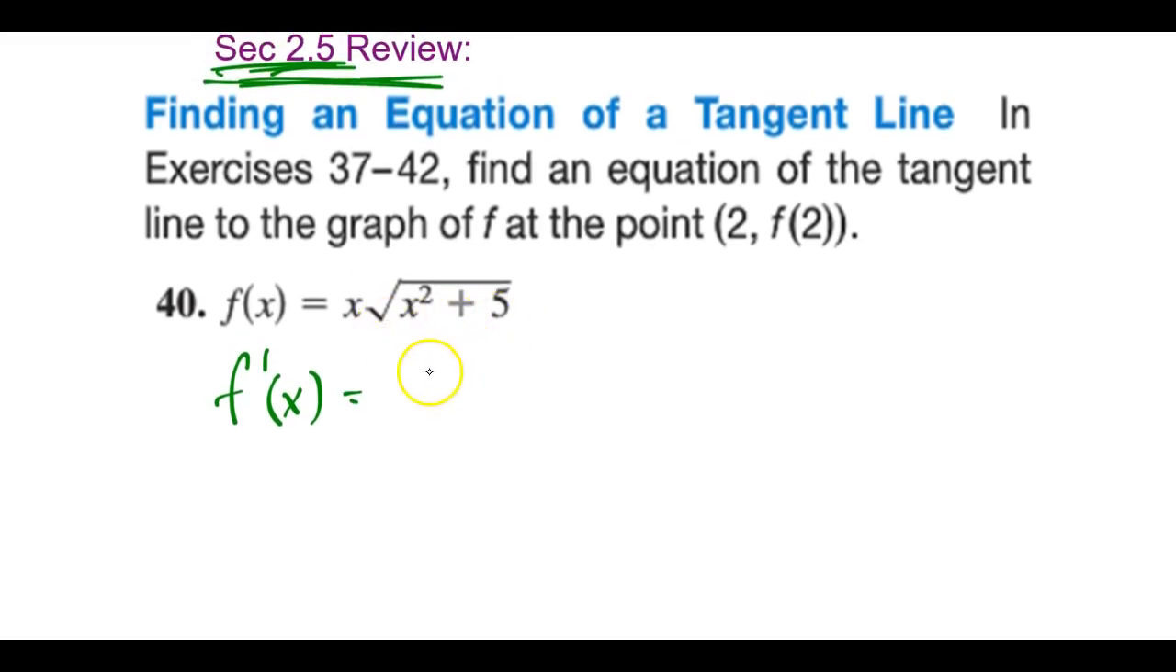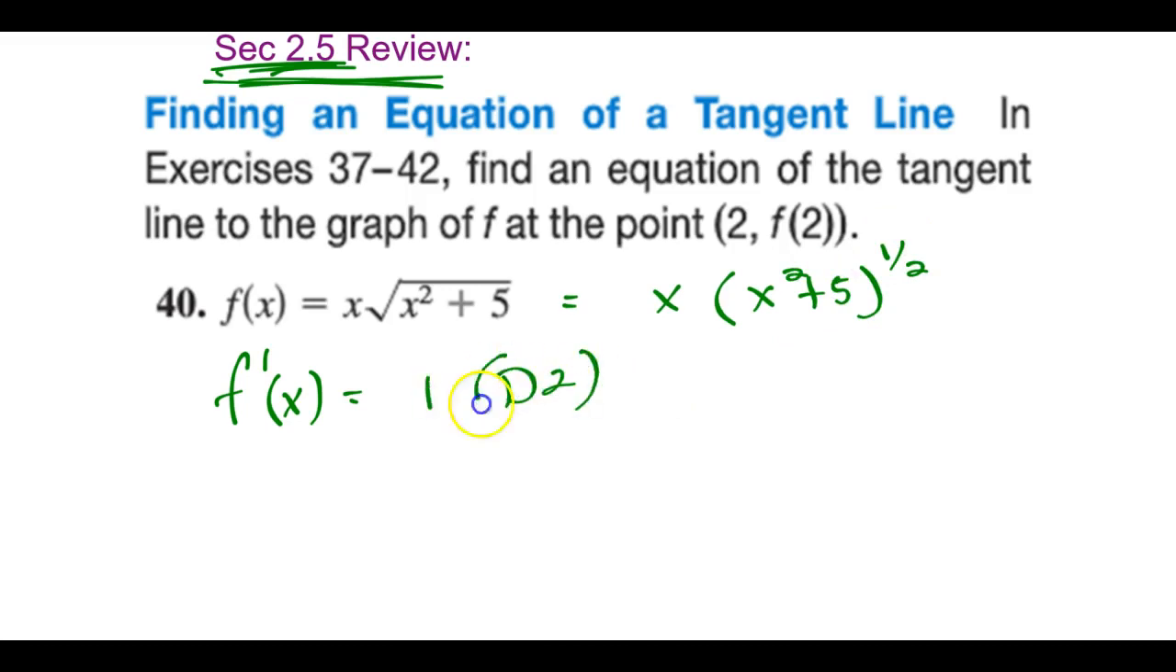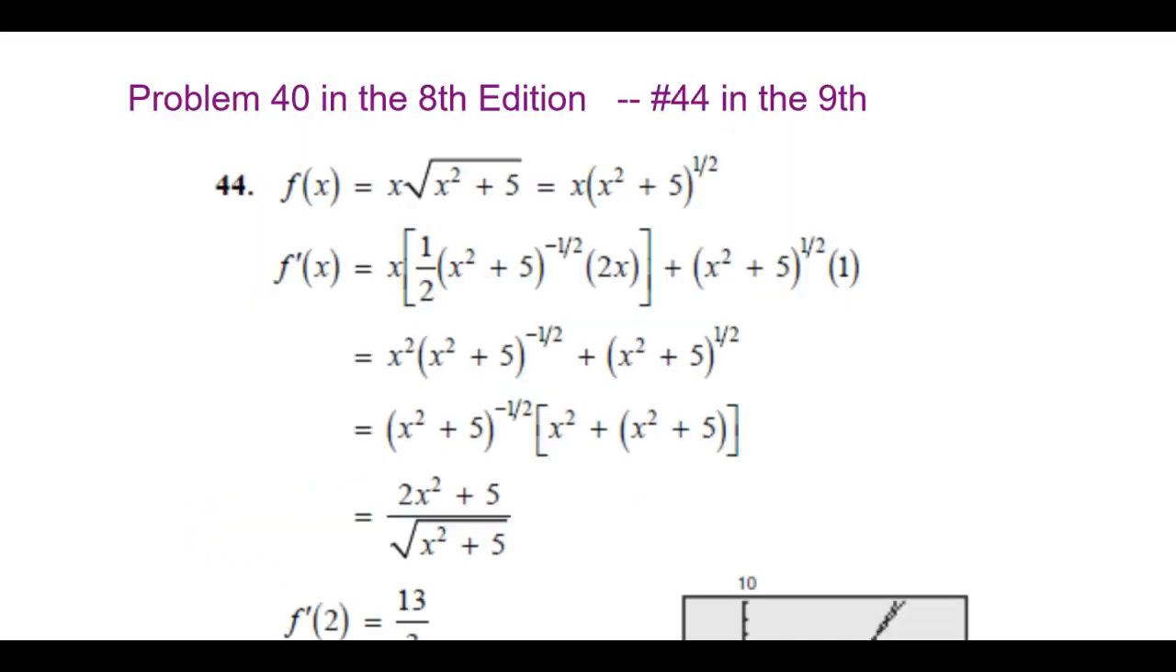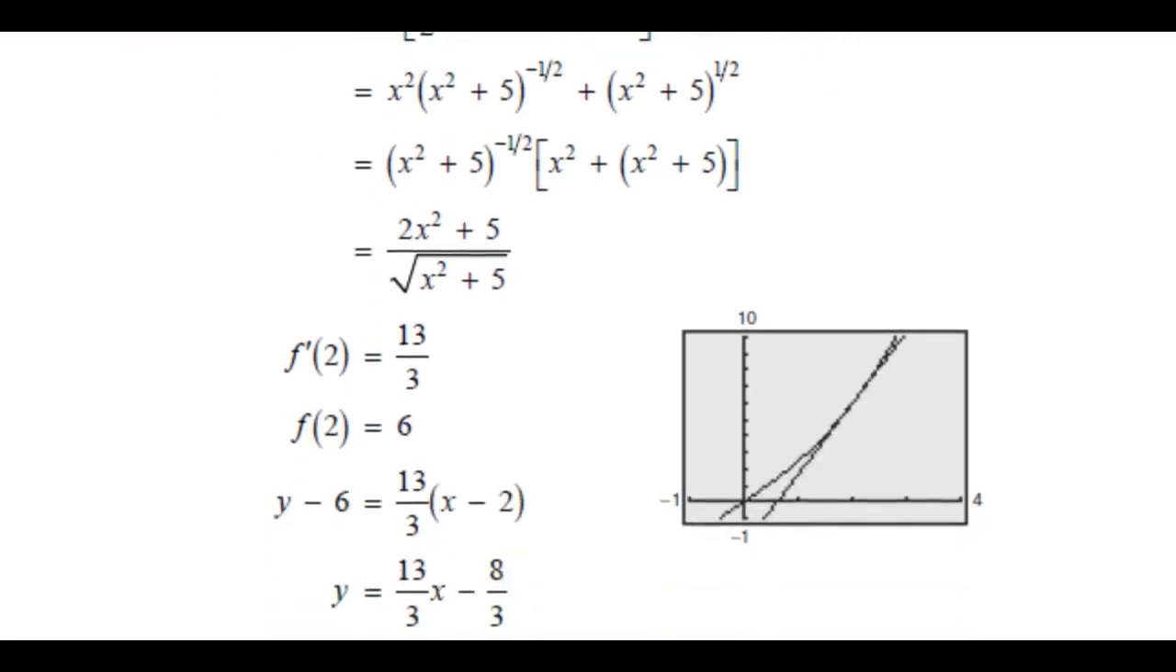The key here is maybe rewriting this as x times x squared plus 5 to the 1/2. And then doing that 1d2 plus 2d1. And then evaluate that derivative at 2. Every time you see an x, plug in a 2. So I'll leave you with that, a little review from 2.5. Again, it's worked out here. There's the equation of the line that they were asking for.